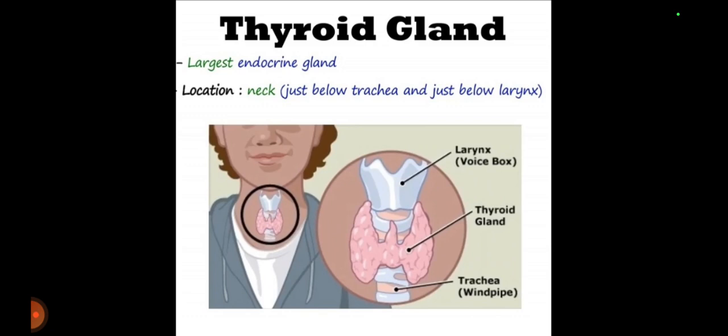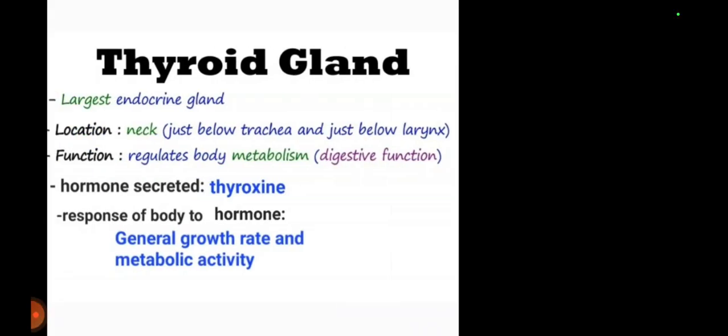It is below the larynx and above the trachea, or we can say that it is between the larynx and trachea. The trachea is nothing but the windpipe and the larynx is nothing but the voice box. So let us look at the function of the thyroid gland.